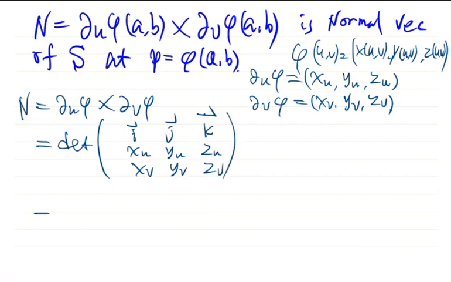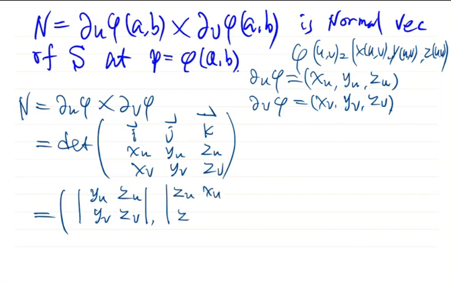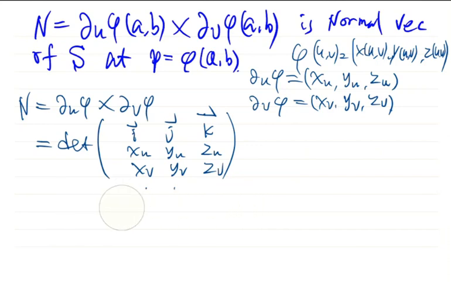So the result is that the components are the determinants of y_u, z_u, y_v, z_v, and z_u, x_u, z_v, x_v. The pair of bars here means determinant. And maybe I will use our determinant notation.